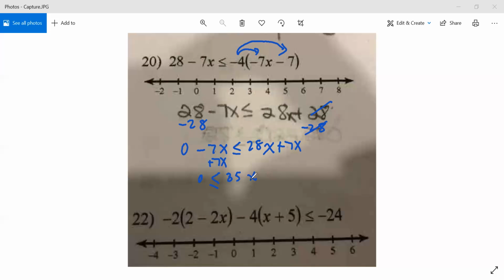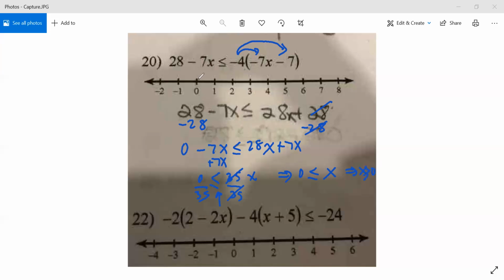If you divide both sides by a positive number or multiply both sides by a positive number, then you don't have to change the symbol. But if you divide or multiply by a negative number, you're going to have to change the symbol to the opposite. So in this case, it's a positive number. I'm just going to divide both sides by 35. This cancels out, so 0 divided by 35 is 0. 0 less than or equal to x, which is the same as x bigger than or equal to 0.